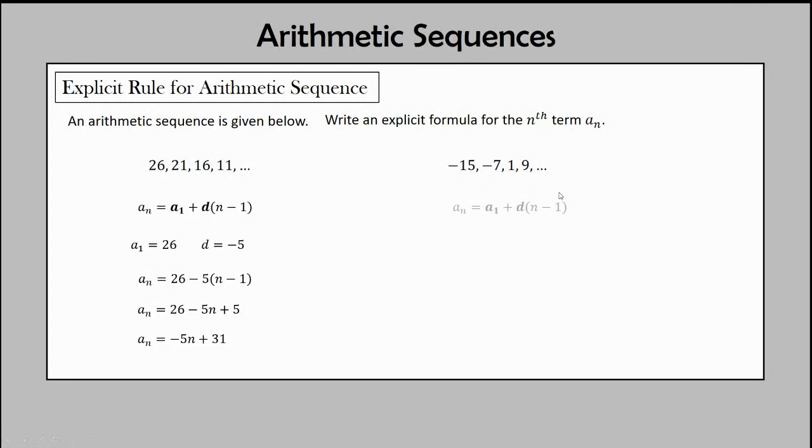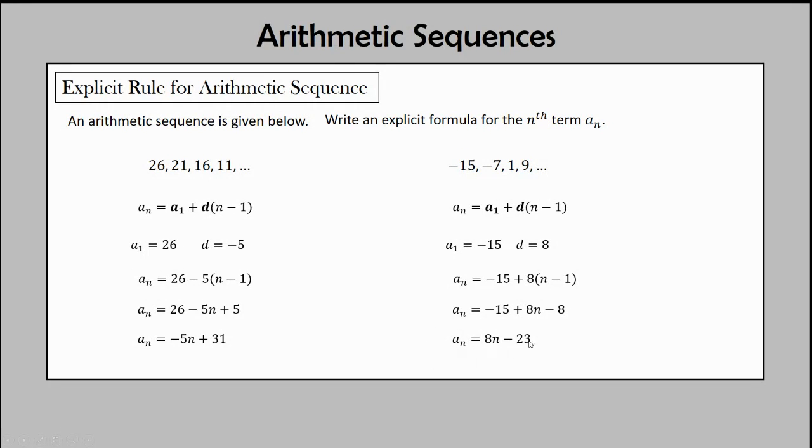So again, there's our formula. We need to know the first term of the sequence and the common difference. The first term of the sequence is negative 15. The common difference, you can see we're adding 8 each time. So go ahead and plug those two in: negative 15 plus 8 times the quantity n minus 1. And simplify. Distribute the 8 through and combine like terms. Negative 15 and negative 8 are like terms, so I'm going to wind up with 8n minus 23. There's our rule right there.